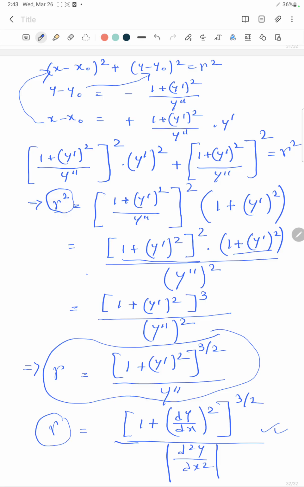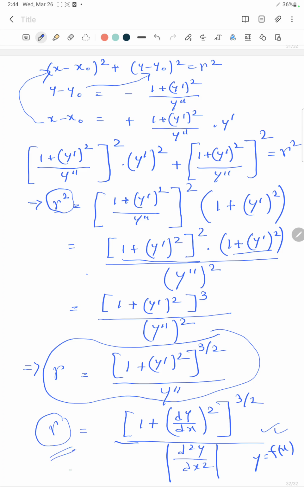Now you see that in this formula we know what is y dashed, we know what is dy dx at the point P, we know what is d2y dx2 at the point P, because we know the equation of the curve y equal to f(x). So we can just replace here d2y dx2 and dy dx, the value of this, and we can get this r at this point.